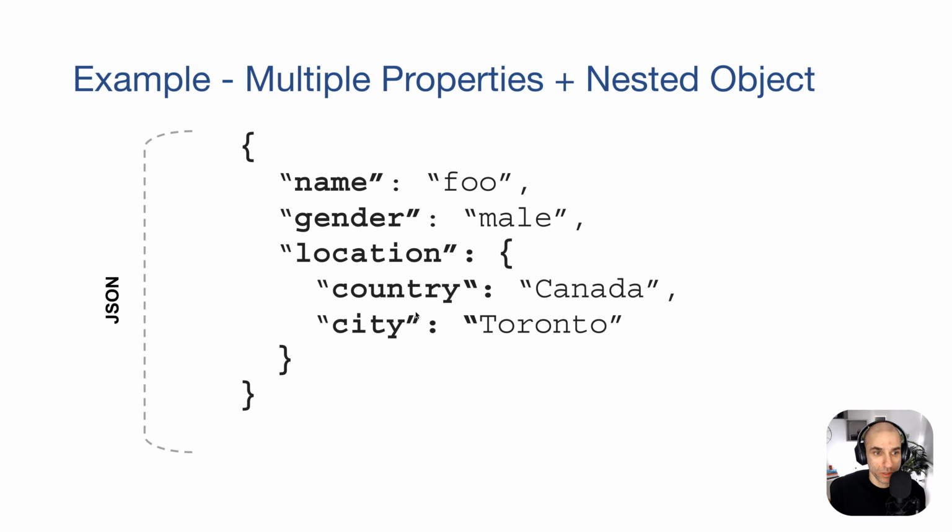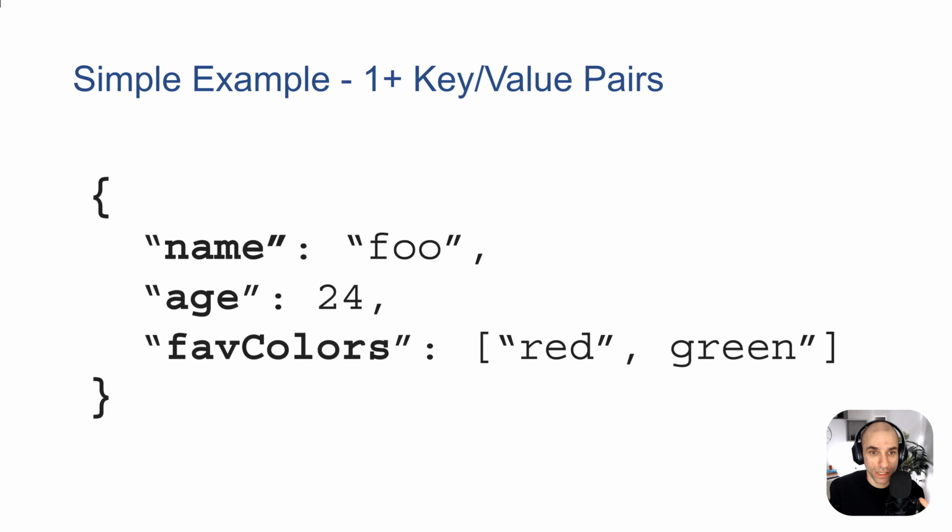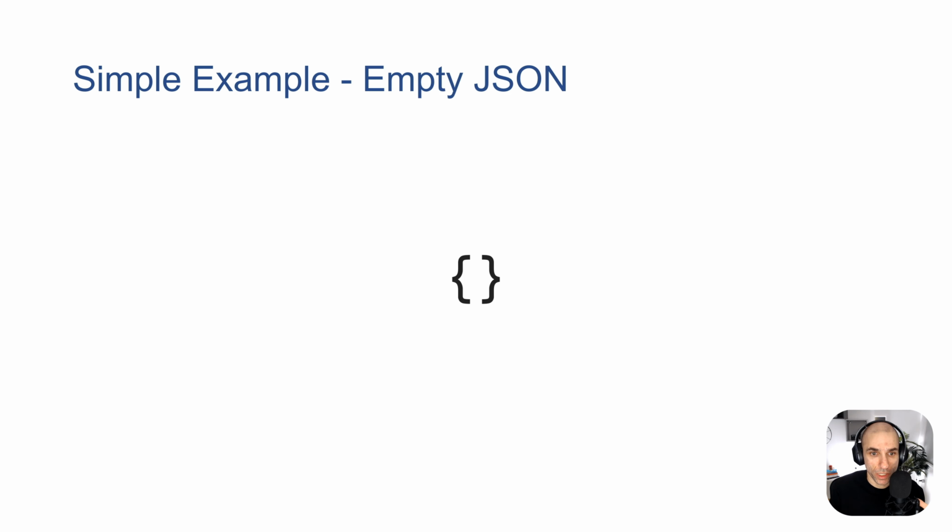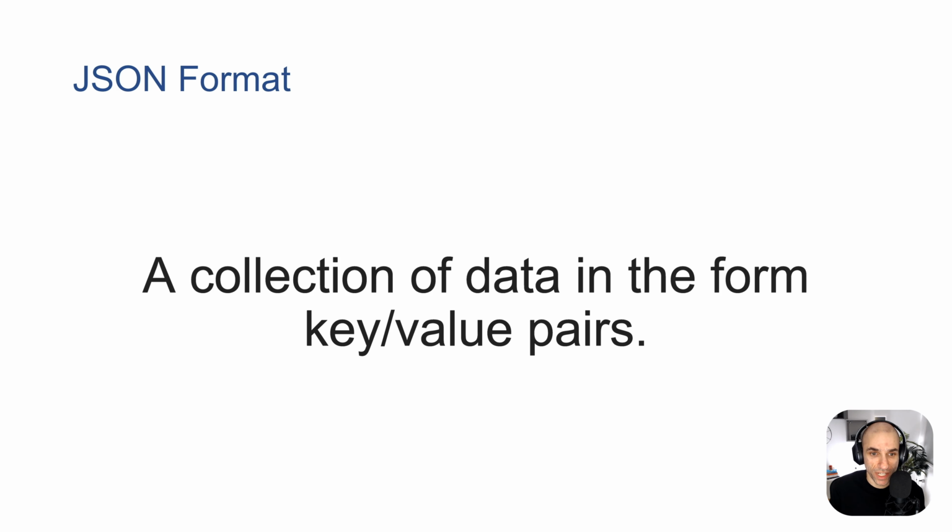So this whole thing is the JSON, and then this part over here is a nested object, or a nested JSON. Very good. So that's pretty much all there is to a JSON. Just remember the definition. If you ever get in doubt, all you have to remember is, and I've repeated myself several times, a JSON is nothing but a collection of data in the form of key and value pairs.